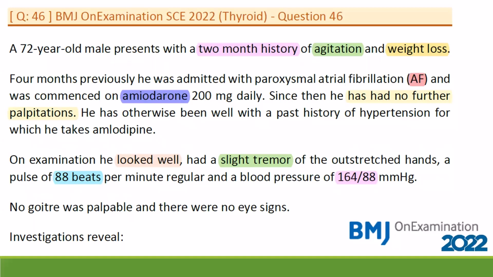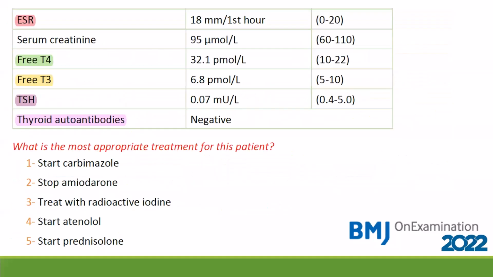A 72-year-old male presented with a 2-month history of agitation and weight loss. Four months previously, he was admitted with paroxysmal AF and was commenced on amiodarone 200 milligrams daily. Since then, he has had no further palpitations. He has a past history of hypertension, for which he takes amlodipine. On examination, he looked well, with a slight tremor of the outstretched hand. The pulse is okay, blood pressure is hypertensive, no goiter, and on investigation ESR is normal, creatinine is okay.